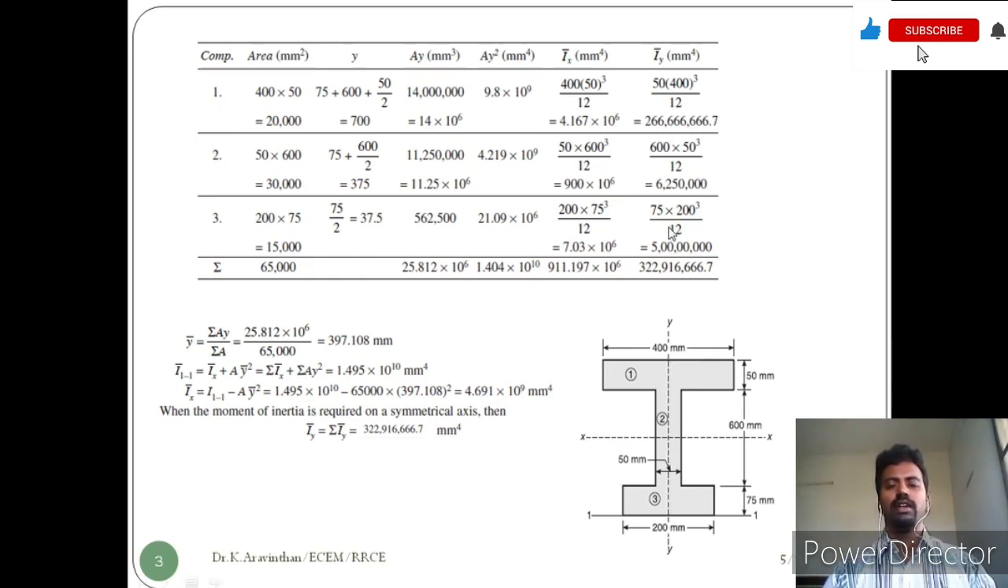Next step is identifying the moment of inertia. So to find moment of inertia, we are having a formula. What is that?